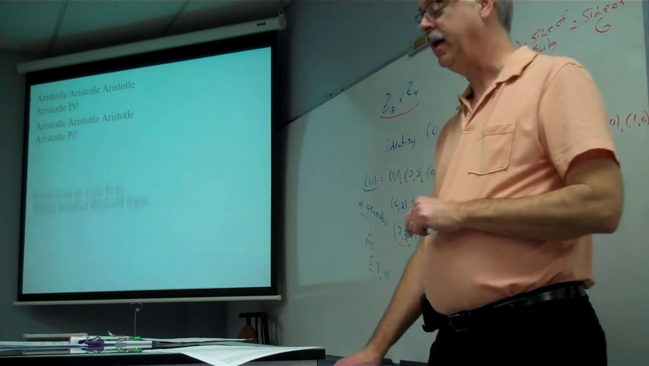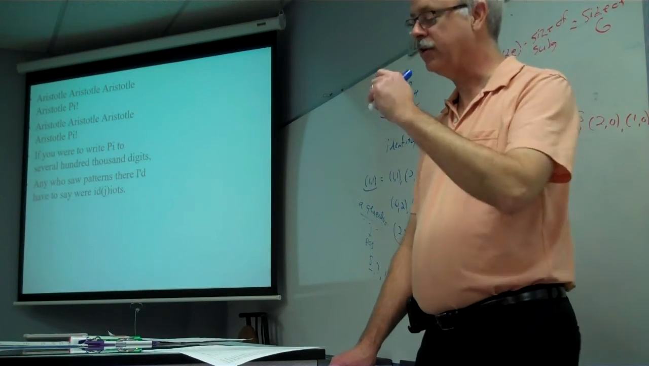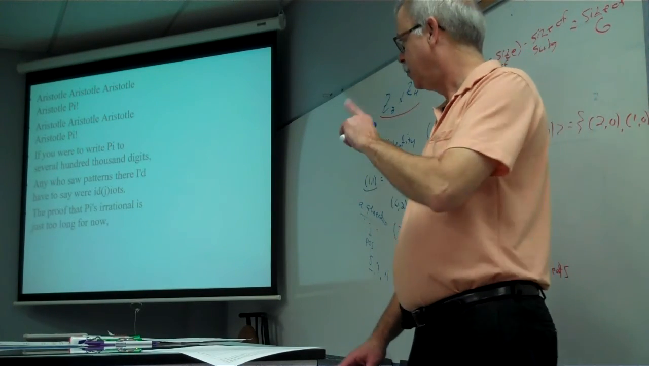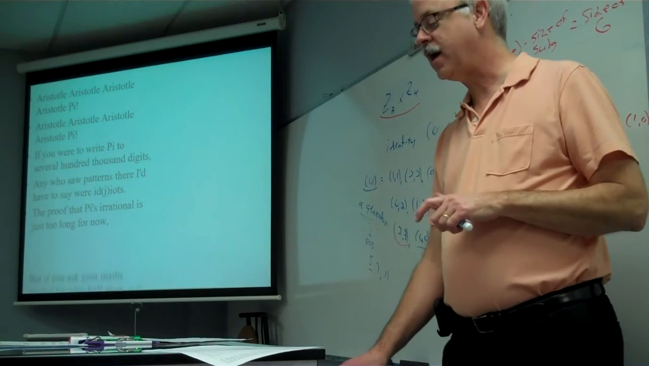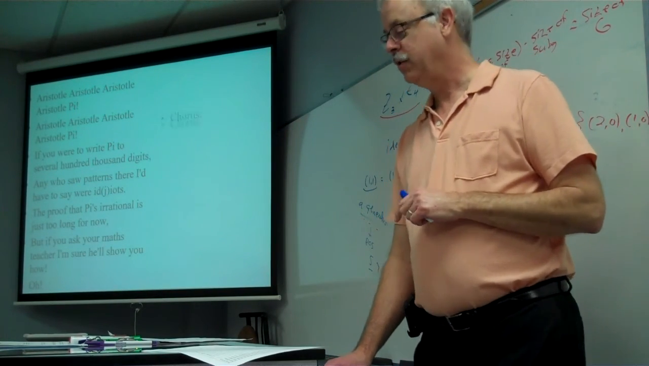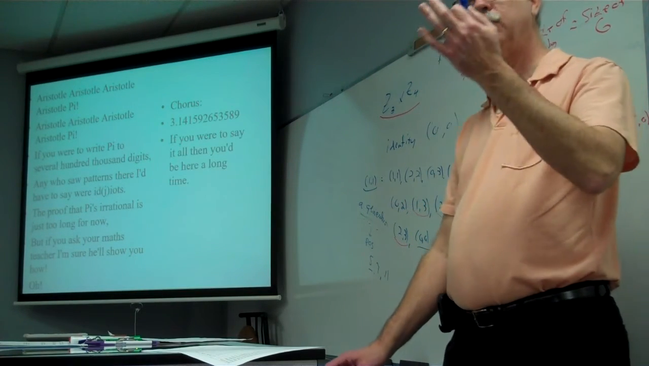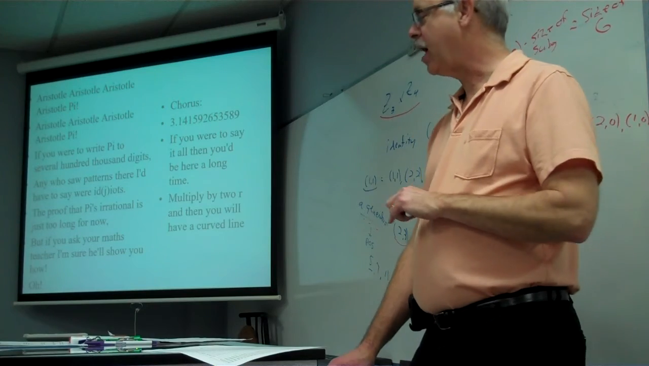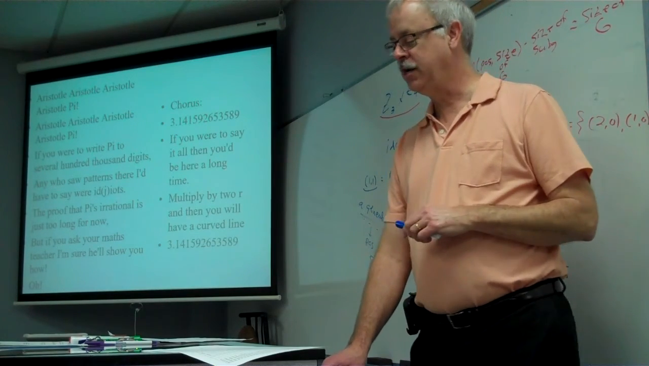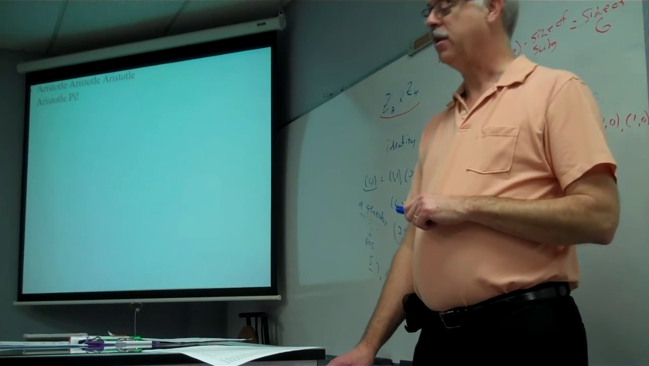If you were to write pi to several 100,000 digits, any who saw patterns there, I'd have to say were idiots. The proof that pi's irrational is just too long for now. But if you'll ask your math teacher, I'm sure he'll show you how. Oh, 3.141592653589. If you were to say it all, then we'd be here a long time. Multiply by 2r, then you will have a curved line.